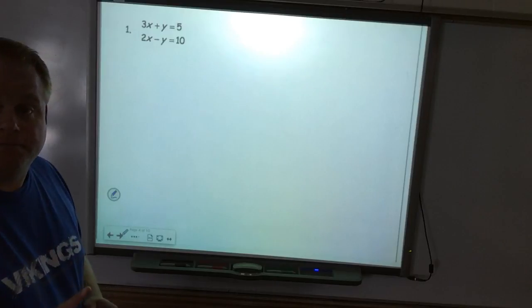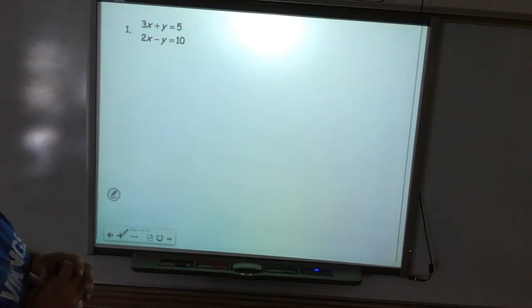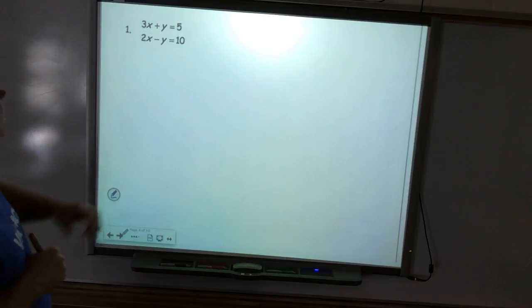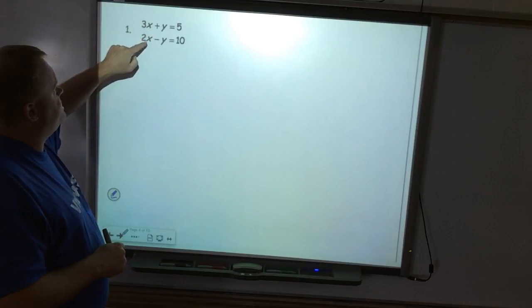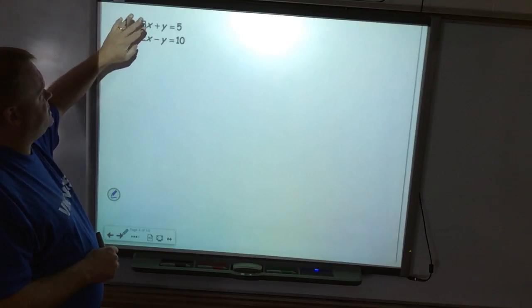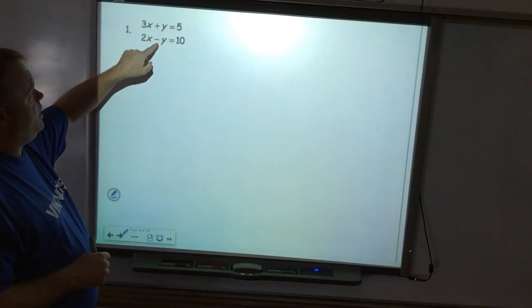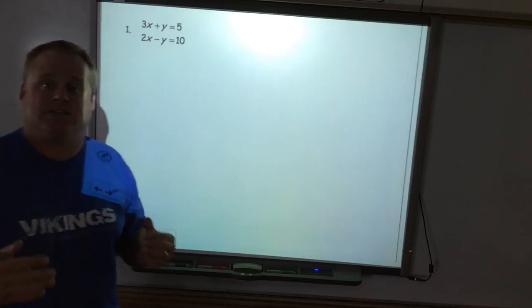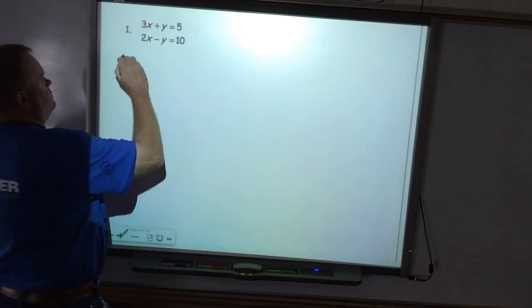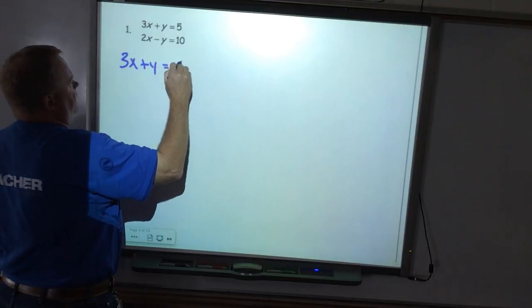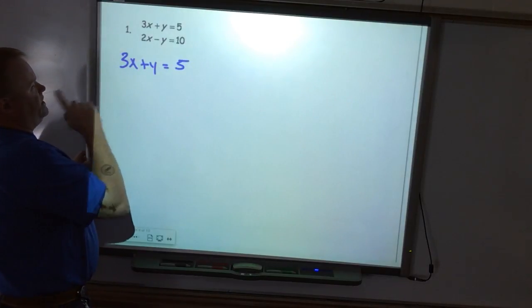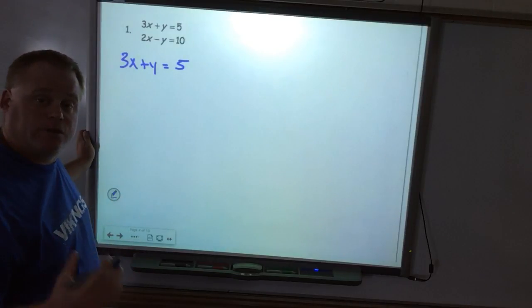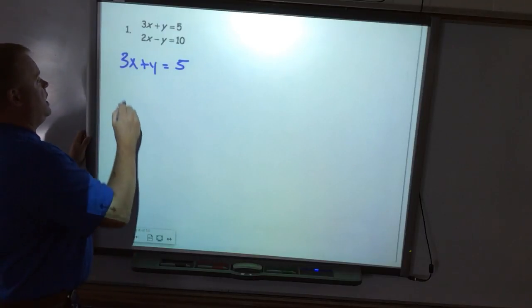My first step is to determine which equation I want to solve and get one of the variables by itself. Well, I have a 3x and 2x, attached by multiplication. That's not really great to go at for right now, but I've got a y and a negative y. I think the 3x plus y equals 5 is the easiest one to attack first. I can see that if I move this 3x to the other side, this y will be by itself, and so I'd have a variable by itself. I'm going to do that.